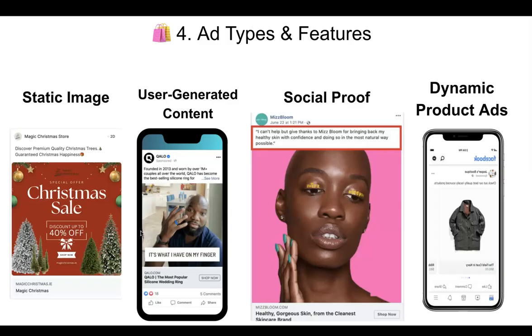And then we have social proof, which uses reviews, testimonies, or real people in the content. And last but not least, we have dynamic product ads, which are personalized ads showing products a user interacted with.